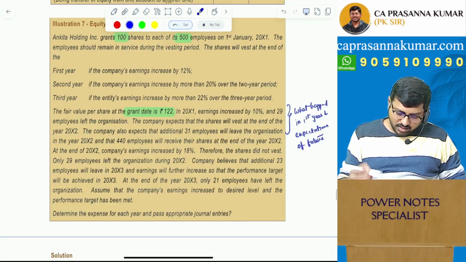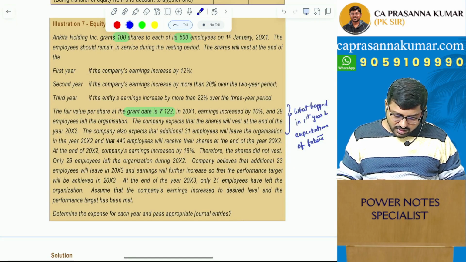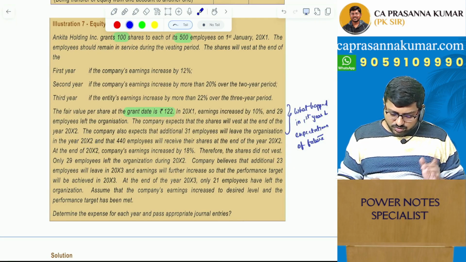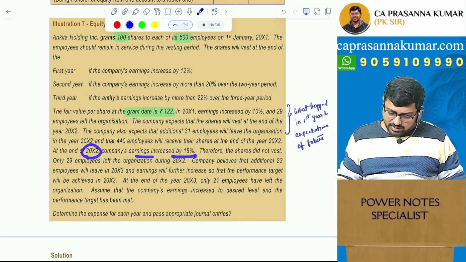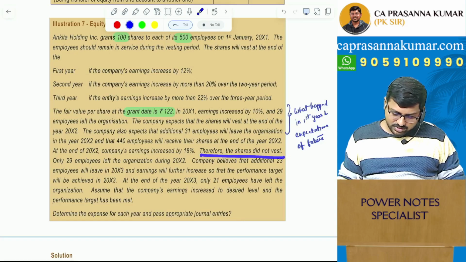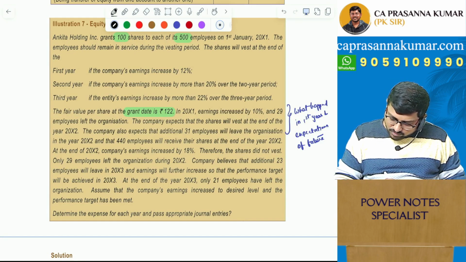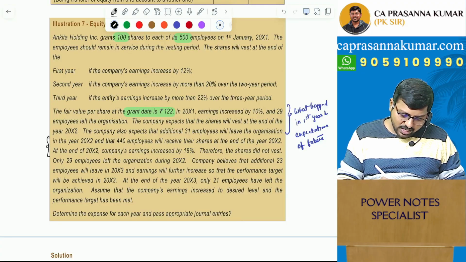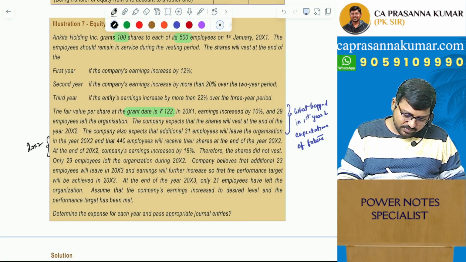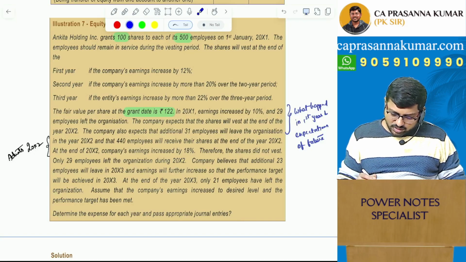Now let's see what has really happened in the future. In the year 20x2, 440 employees will receive their shares at the end of the year 20x2. At the end of 20x2, the company's earnings increased by 18%. That also did not work. Therefore, the shares did not vest. So these two, fourth line and fifth line, are talking about what actually happened in 20x2. Actuals of 20x2.